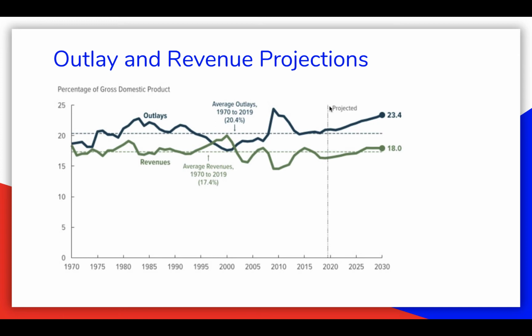But what we can see is that both revenue down here in the green and outlays are projected to grow faster than GDP over the next 10 years. And the growth in outlays or expenditures is going to be greater than the growth in revenues. In other words, the federal government is going to be spending more money than we are receiving.